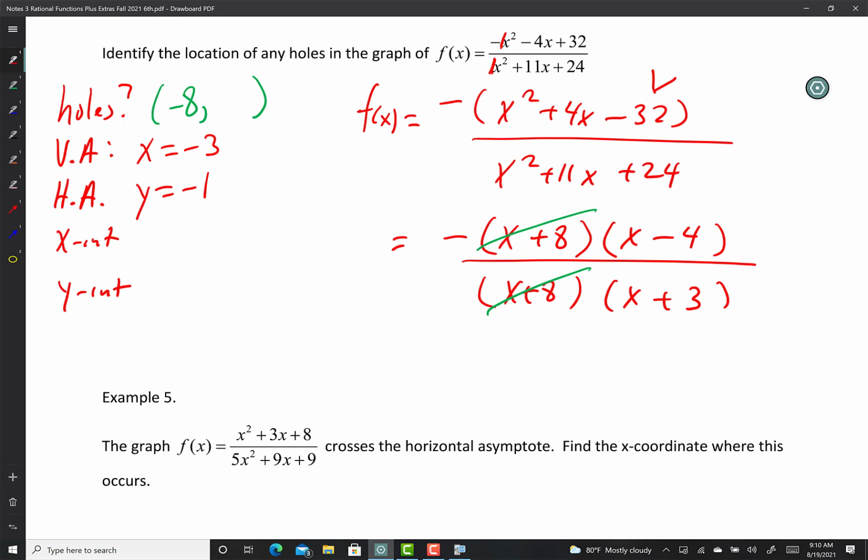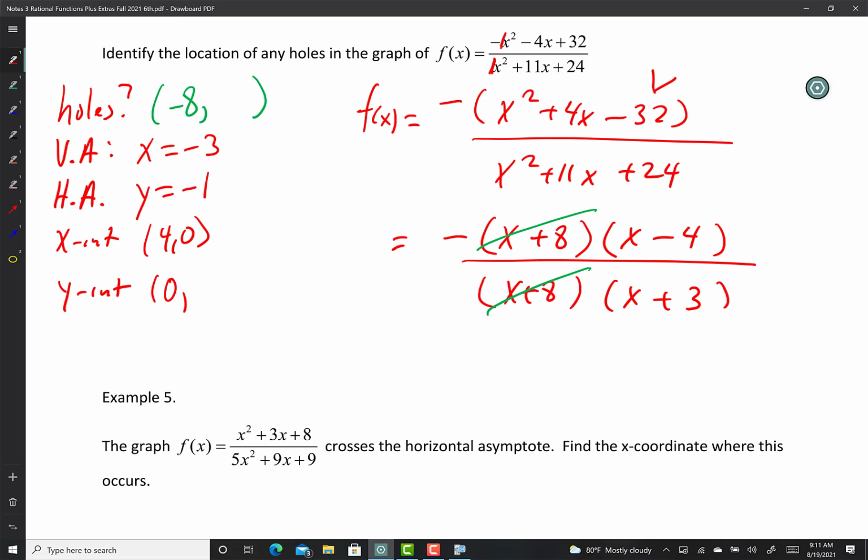No, we already canceled that one out. Just 4. 4, 0. If I plug in a 4 for x, I'll get a 0 there, guys. Are we okay? Did we have anyone with the y-intercept? Plug in a what into your x's? 0. So you get 32 over 24. Oh yeah, okay.